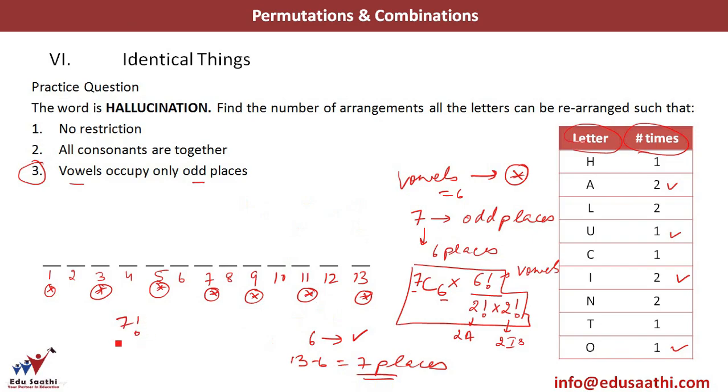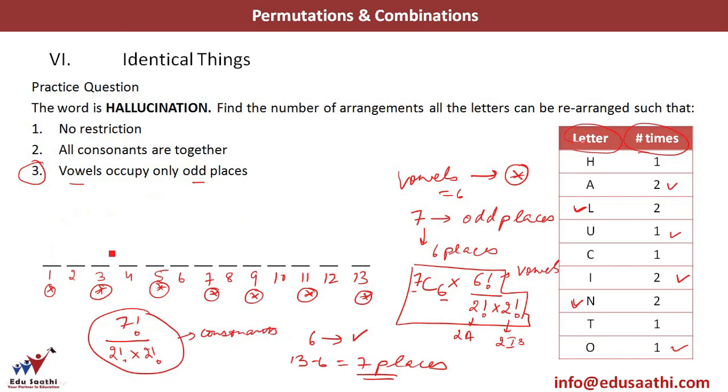I'll have 7 factorial divided by, I have L here occurring twice and I have N here occurring twice. Everything else occurs just once. So this can be done in 7 factorial divided by 2 factorial into 2 factorial here, as we did in the previous case. So these are the ways in which consonants are arranged among themselves.